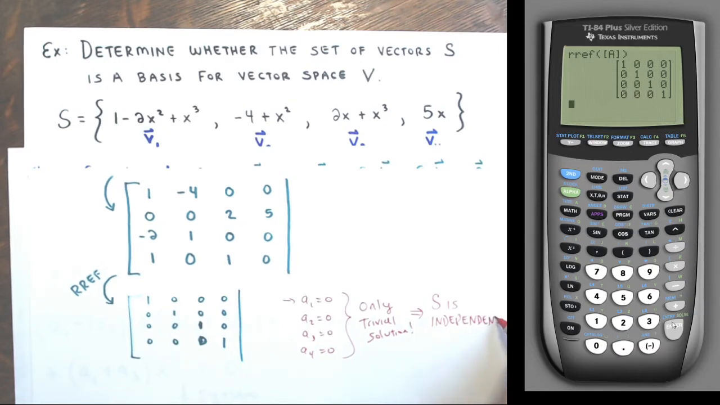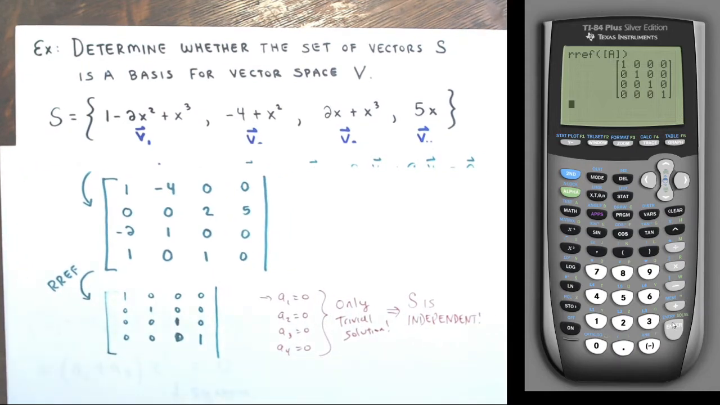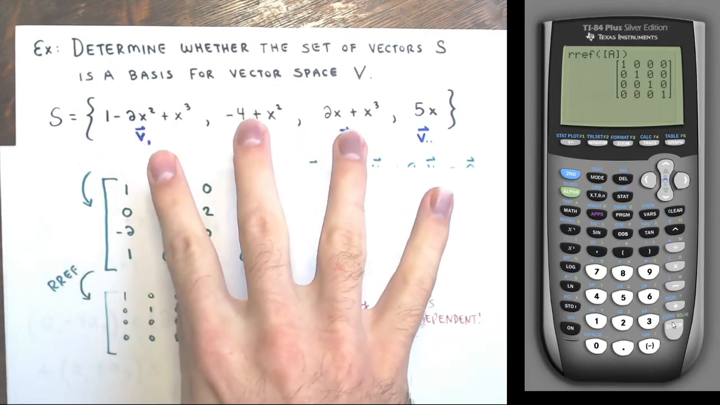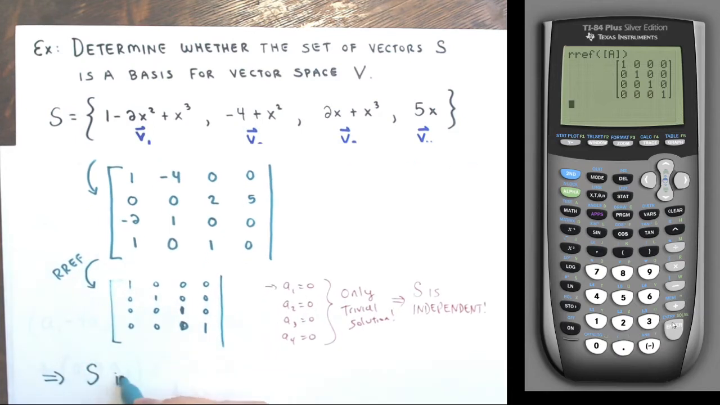Wonderful. All right, and like I said before, since I know the dimension of P3 is 4, and there are 4 vectors in this set, I only need to show this or the spanning. Well, this is equivalent to the spanning. This actually implies the spanning. But yeah, you just need to show one of those two if you have the same number of vectors as the dimension, which this does. So this tells me that S is a basis for P3.